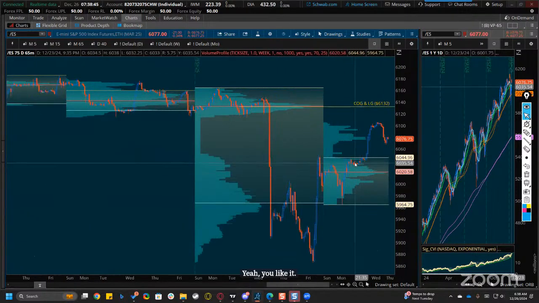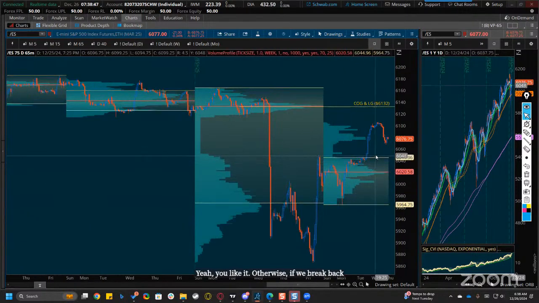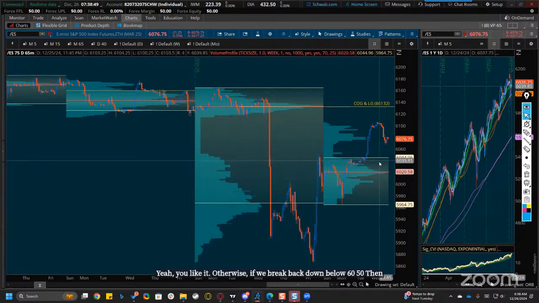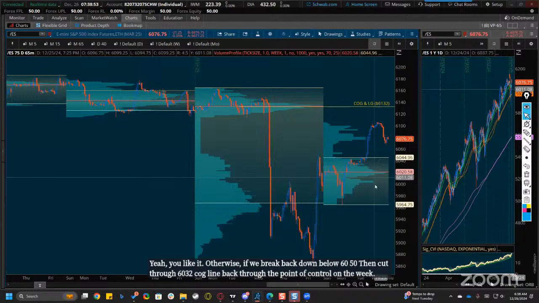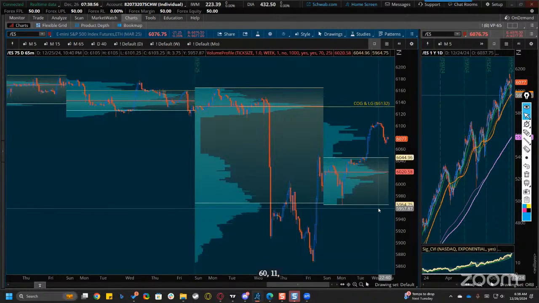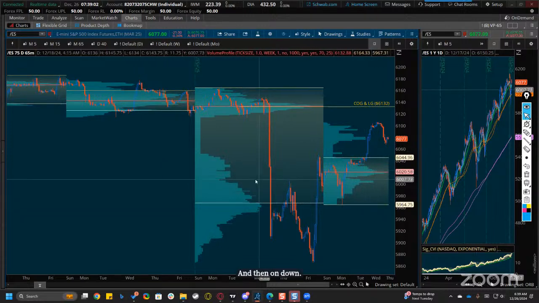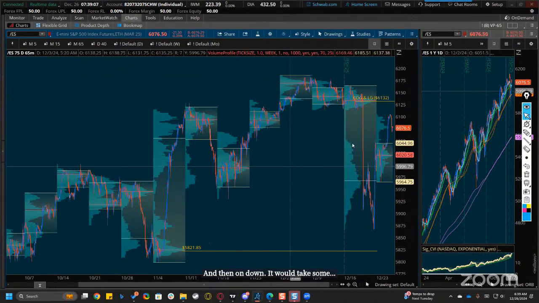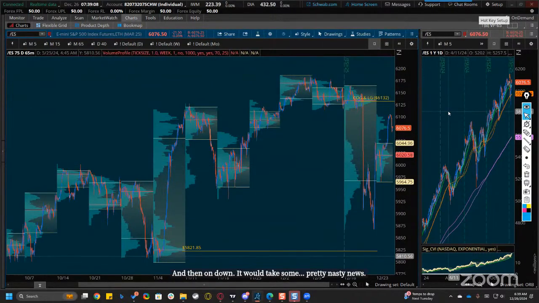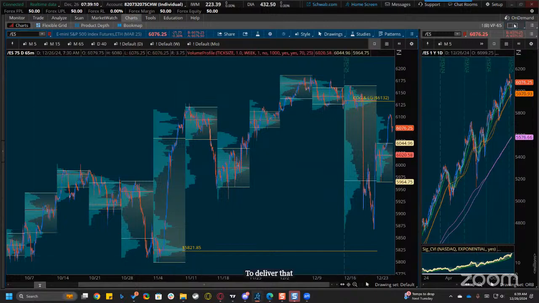Otherwise, if we break back down below 60.50, then cut through 60.32 cog line, back through the point of control on the week, 60.11, 6,059.92, and then on down. It would take some pretty nasty news to deliver that sort of move at this point.